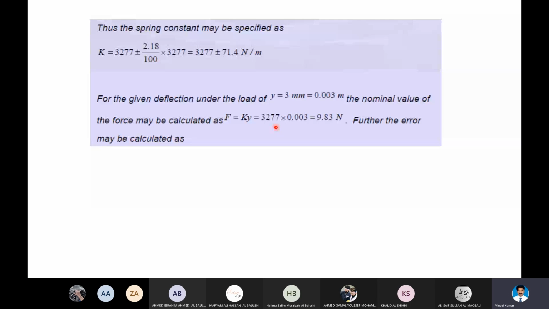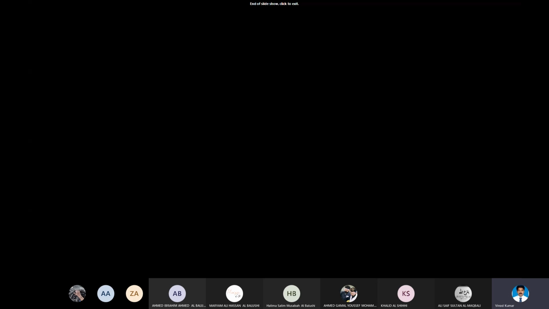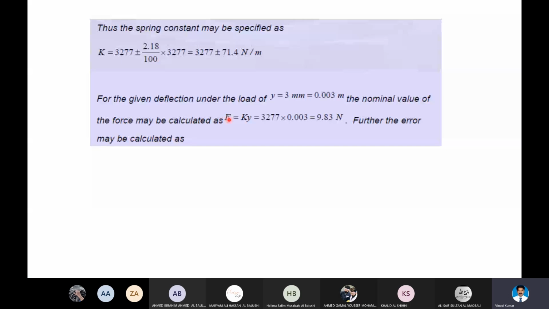Now, what is the uncertainty of the force? Can we calculate the uncertainty of the force? That answer is not given here. How will you calculate the uncertainty of force? Can you explain to me? Yes, doctor. The uncertainty of force we need to calculate. How to calculate?